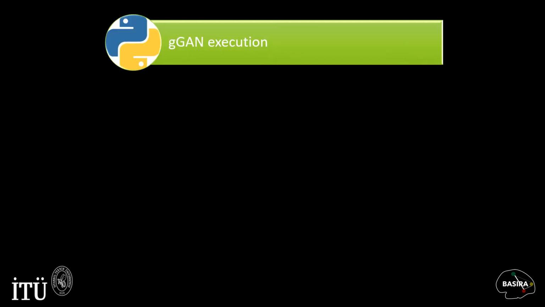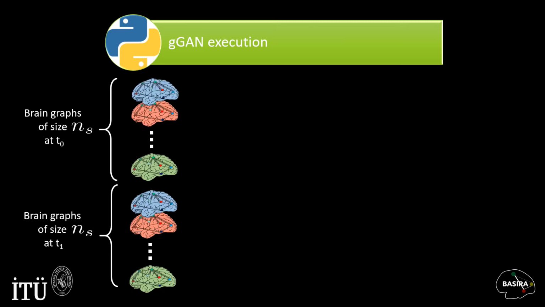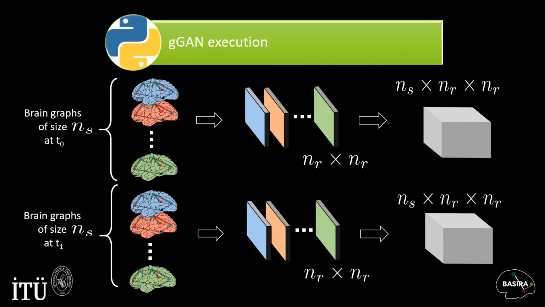To prepare the data, you need to provide a set of brain graphs at the baseline time point and the next time point. We denote the number of subjects as ns, the baseline time point as t0, and the next time point as t1. Next, you need to construct them as graphs of size nr times nr. nr denotes the number of regions. Finally, there should be two matrices of size ns times nr times nr.